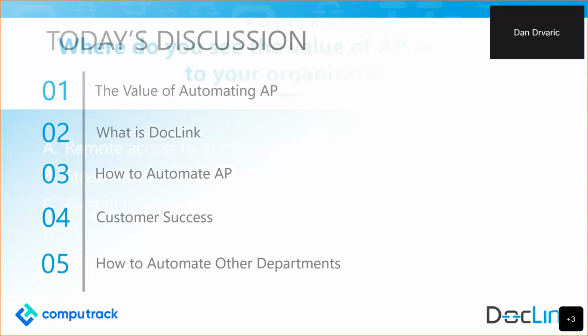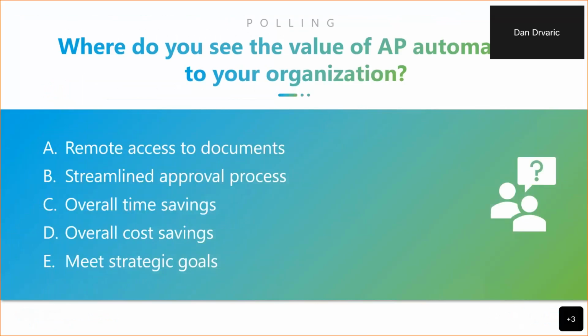So before we go too far, we do want to start with our first poll. The question that we want you to respond to here is, where do you see the value of AP automation in your organization? Is it simply a matter of providing remote access to documents? Perhaps you have a dispersed operation. You're in multiple buildings, even within one campus, or maybe you have multiple buildings across Canada. And you have people who need to have access to documents in a much more efficient way.